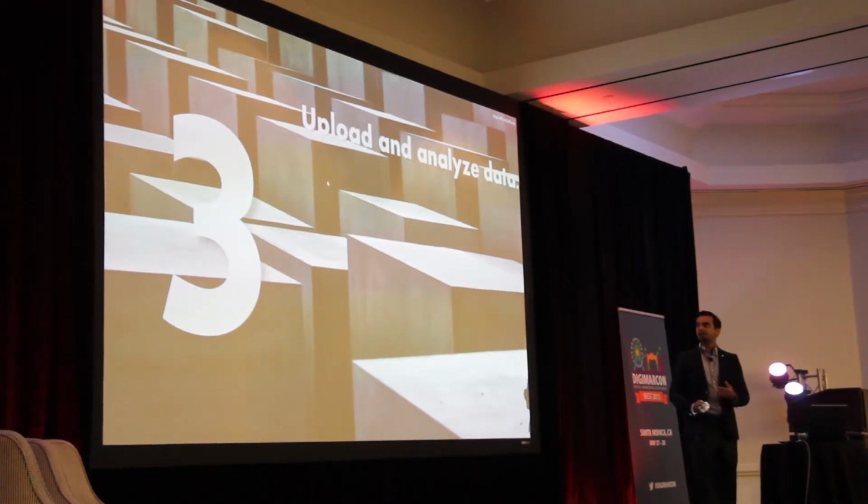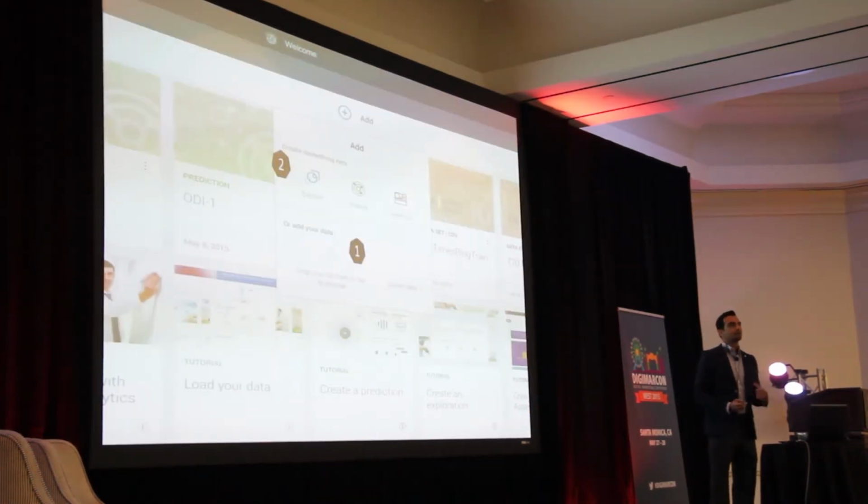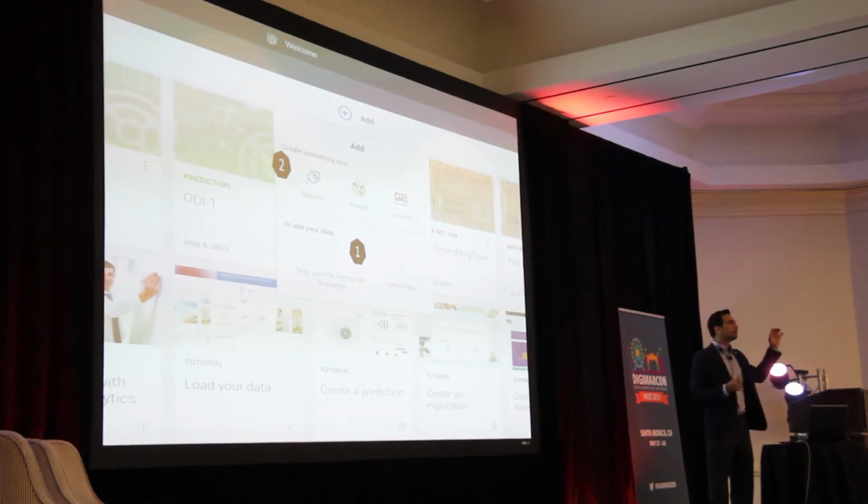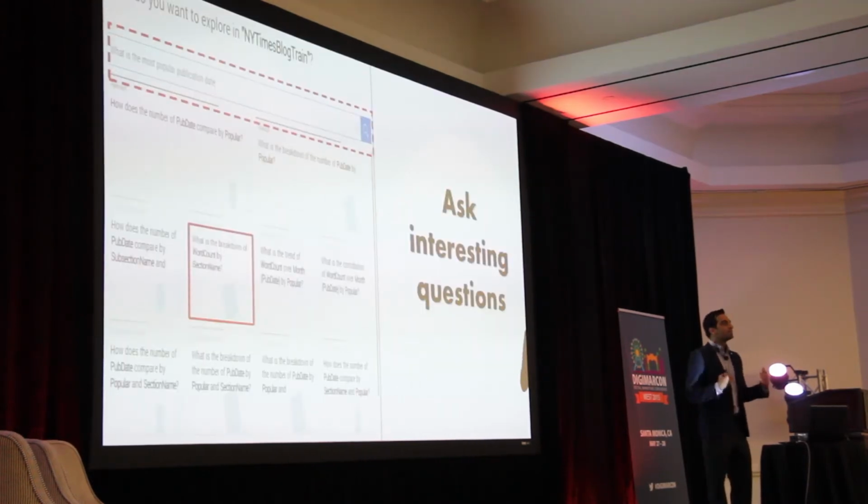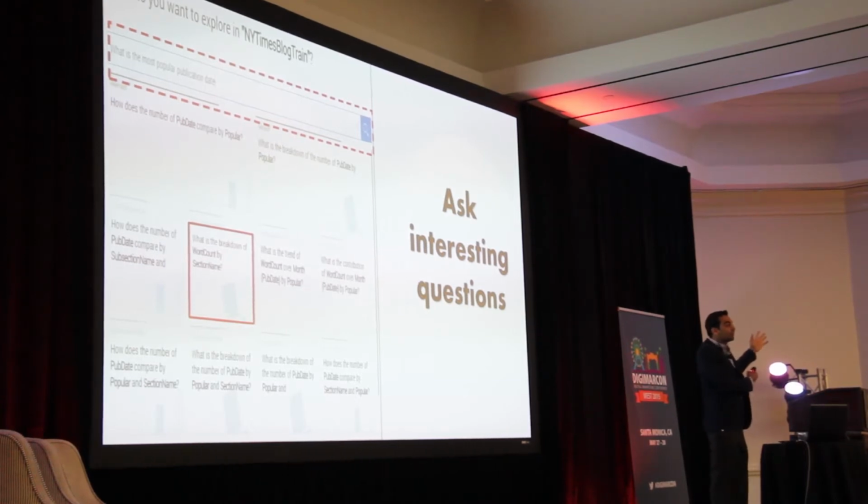Let's talk about that. So again, very simple step. Step 1, you go and click add and upload the data, it's a CSV file. Once the data is uploaded inside of Watson Analytics, you can ask simple language questions. Remember I was telling you, Watson is based on the original supercomputer that was based on simple text language. So you can ask questions like, what is the most popular publication date?